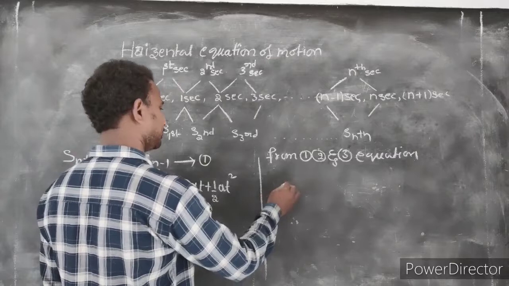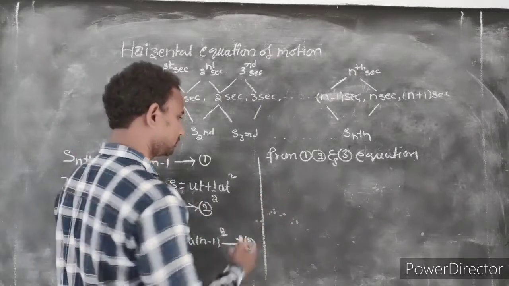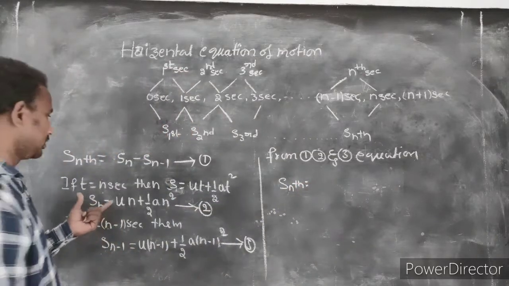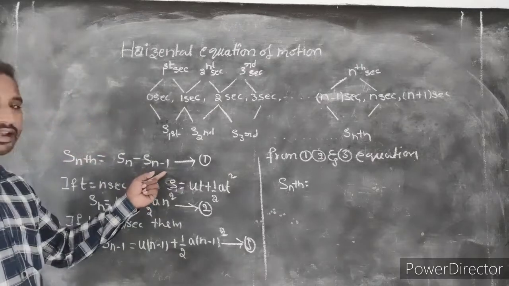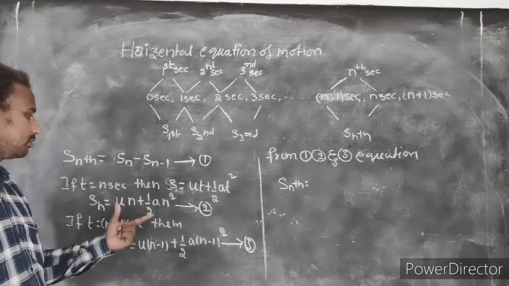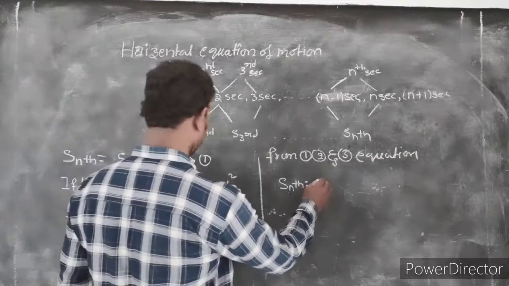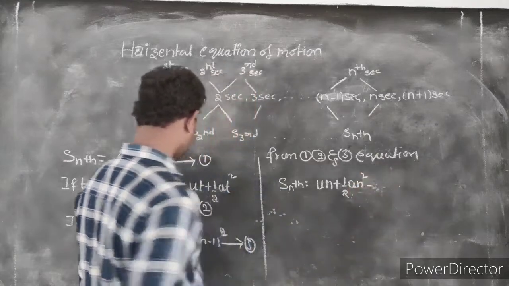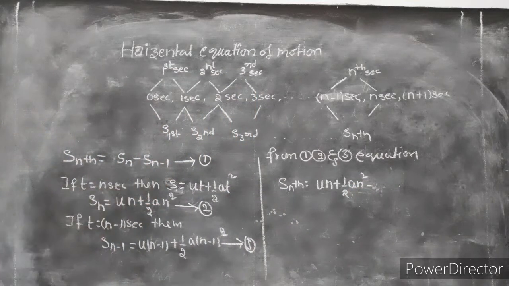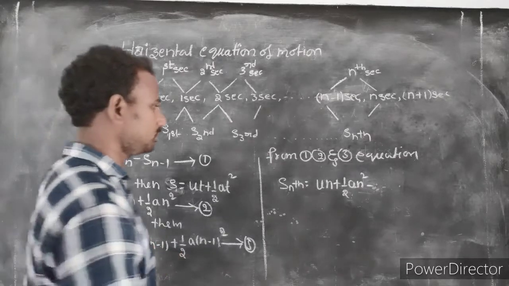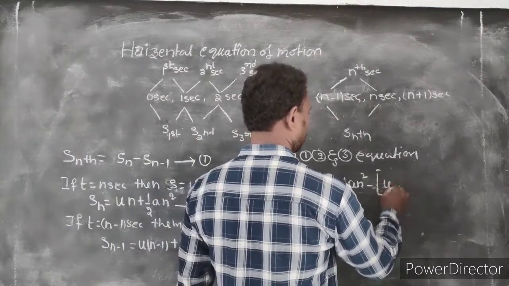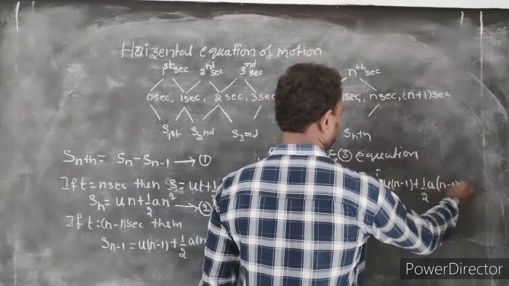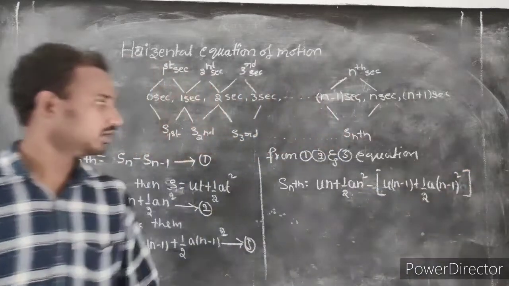Now we have to write that point. Sn equal to Sn minus 1. In Sn's place we have to substitute this value, so write un plus 1 by 2 an square minus. In Sn minus 1's place we have to substitute the third equation's values, so write un minus 1 plus 1 by 2 a into n minus 1 whole square. Understood?